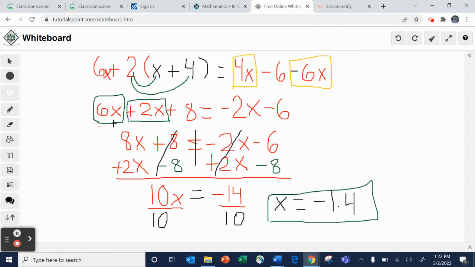8x. So, when I bring that down and combine everything, I have 8x plus 8 equals negative 2x minus 6. That's when we combine everything. How I get 8x is when I combine 6x plus 2x. So, this is what you have to do now. You have 8x plus 8 equals negative 2x minus 6.